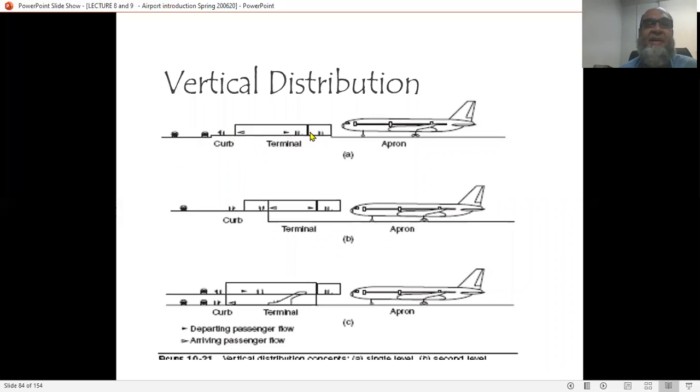So this is a vertical distribution. This is a single level, right? And then this is 1.5 level, and then this is a 2-level concept. They are connected with the stairs and obviously foyers or lifts to board on the head.